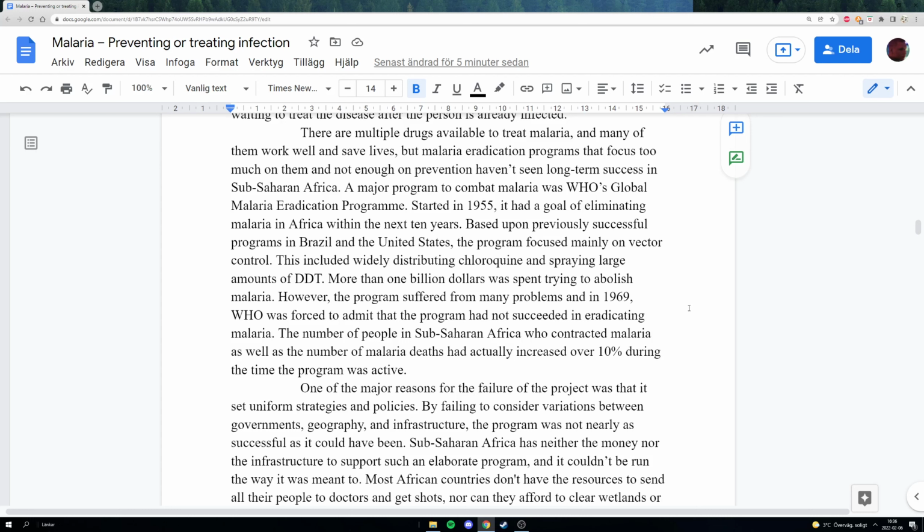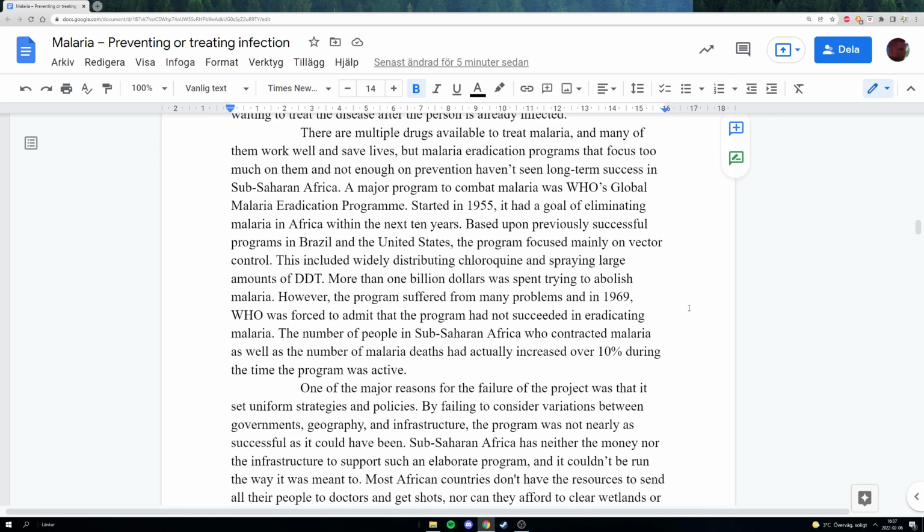A major program to combat malaria was the WHO's Global Malaria Eradication Program. Started in 1955, it had a goal of eliminating malaria in Africa within the next 10 years. Based upon previously successful programs in Brazil and the United States, the program focused mainly on vector control. This included widely distributing chloroquine and spraying large amounts of DDT. More than $1 billion was spent trying to abolish malaria.